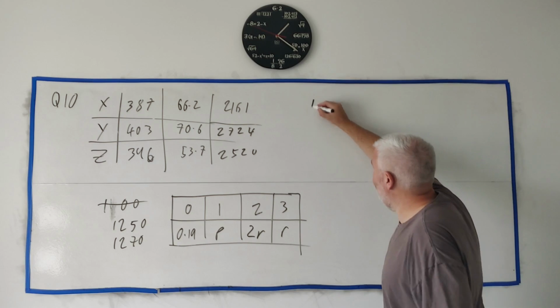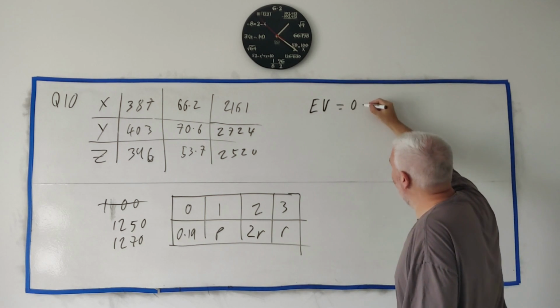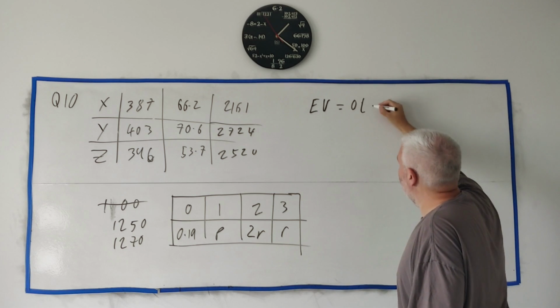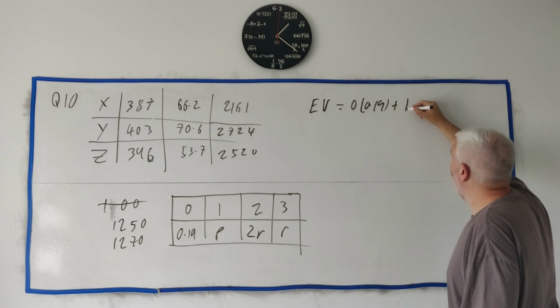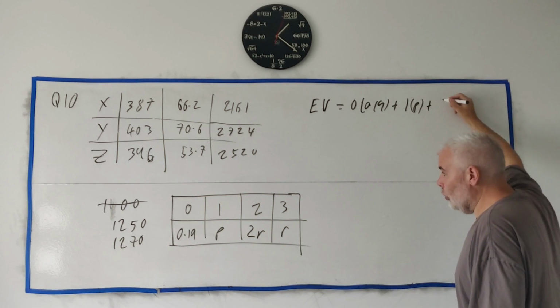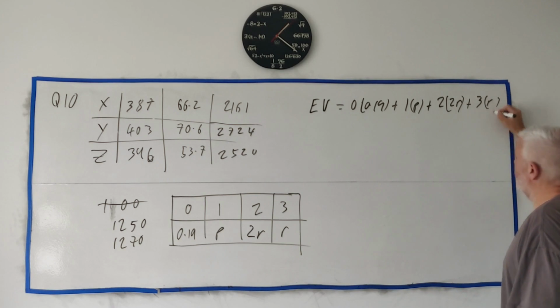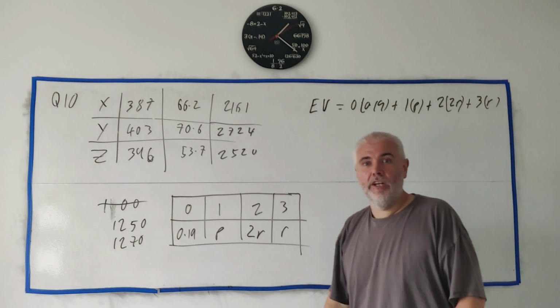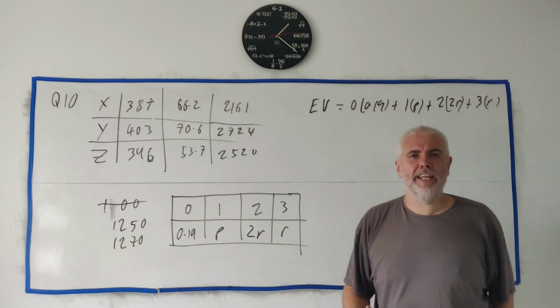We can do that a bit more maths ways. EV, expected value, is equal to 0 multiplied by 0.19, which is 0, plus 1 multiplied by P, plus 2 multiplied by Q, plus 3 multiplied by R. That's the expected value of this situation. You're getting lots of marks for that, by the way. But they don't really ask just that.